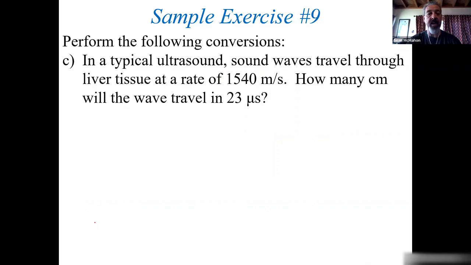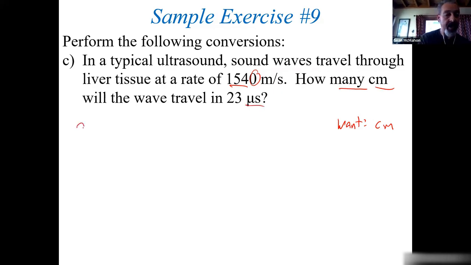So another type of calculation would be, all right, in ultrasound, sound waves travel through liver tissue at a rate of 1,540 meters per second. There's 3 sig figs. This right here is a trailing zero, it doesn't count. Meters per second is a velocity. Why? Distance over time, speed. How many centimeters? So what do I want? I want centimeters. Okay. Will the wave travel if I start with 23 microseconds?